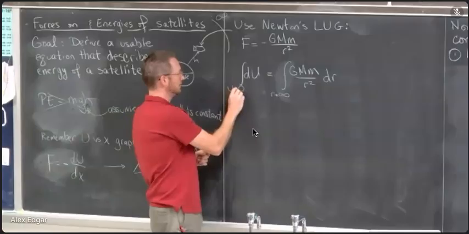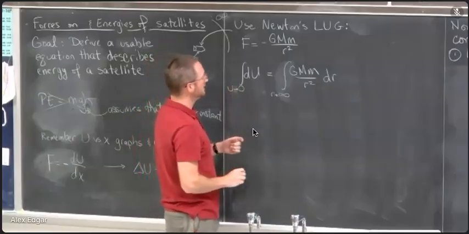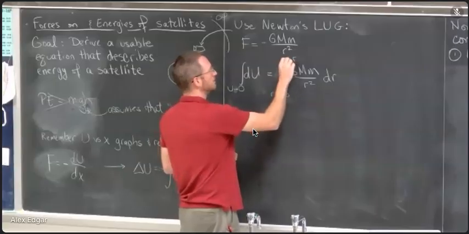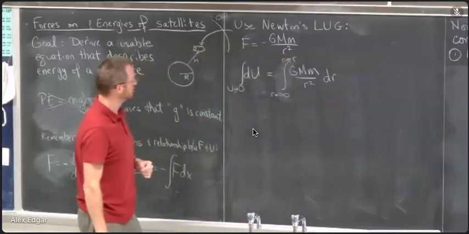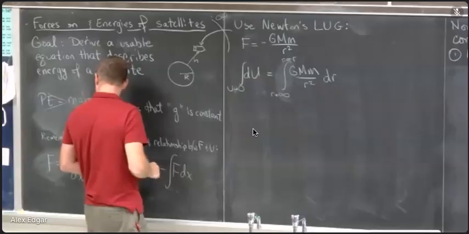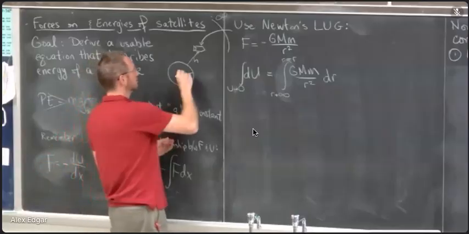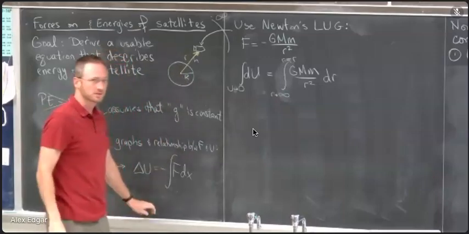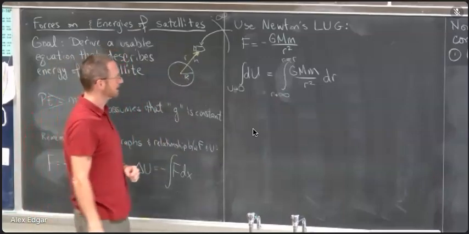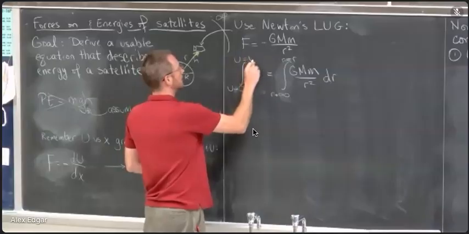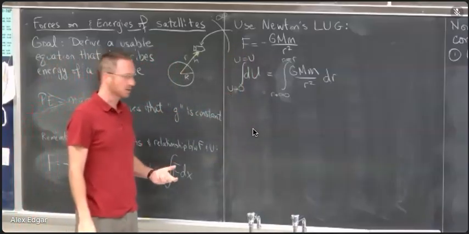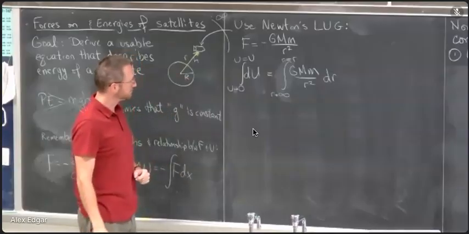So I should have an arrow here. And then we're going to bring it in to a definite position. R is equal to R. So that would be a radial distance away from the center of the planet. And now it will have some potential energy relative to the planet.